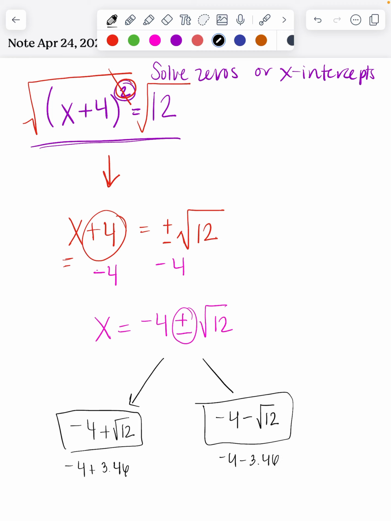Let me just find it. Negative 4 plus 3.46, that would be negative 0.54. That's one of my zeros or x-intercepts. The other one is going to be negative 4 minus 3.46, which is negative 7.46. There you go. So my zeros are these 2 right here.